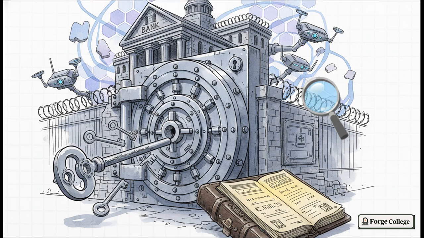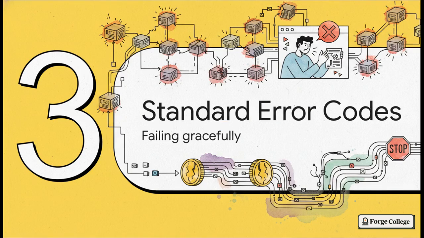If some external adapter wants to know the balance, it doesn't just guess or snoop around. It has to politely knock on the front door and ask our main module. Total order, zero confusion. Moving right along to Section 3, standardizing your error codes. This is all about how we fail gracefully.